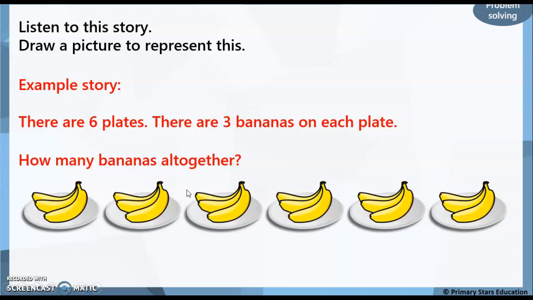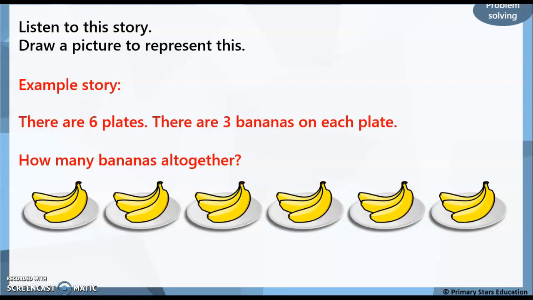So we then draw the pictures to help us work out the answer. So we've got 6 plates, 1, 2, 3, 4, 5, 6, and 3 bananas on each plate. 1, 2, 3, and so on for each plate. Then you'd have a go at solving it. So we've got 6 groups, 3 on each, 6 times 3, counting threes, 3, 6, 9, 12, 15, 18.